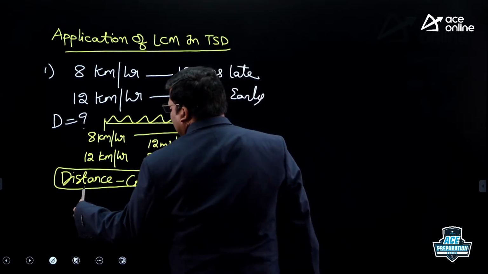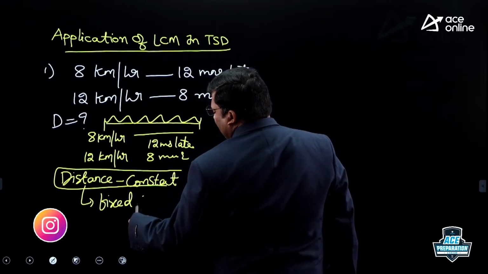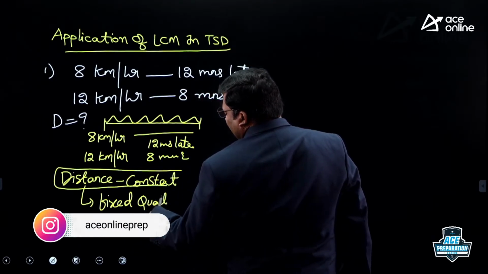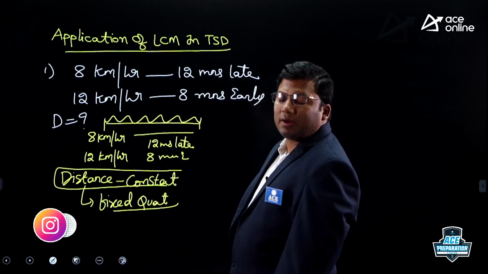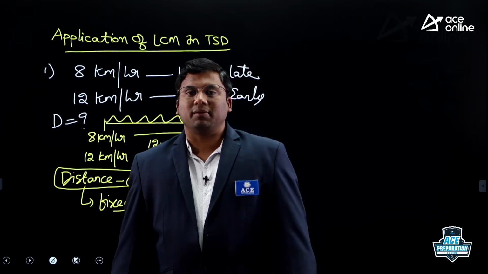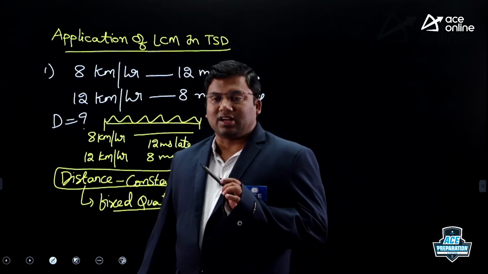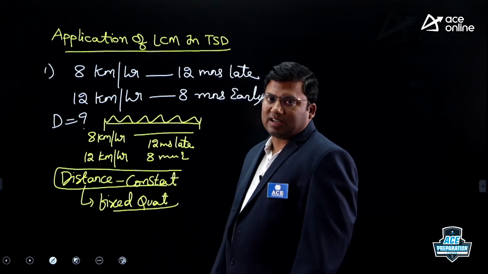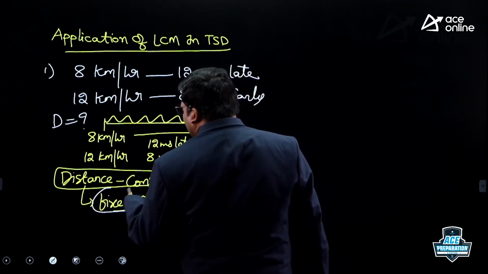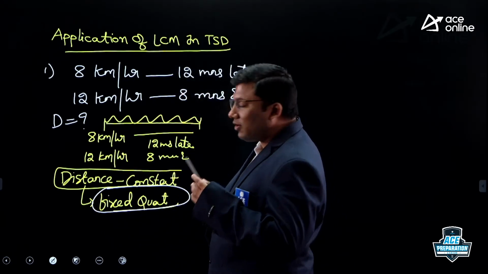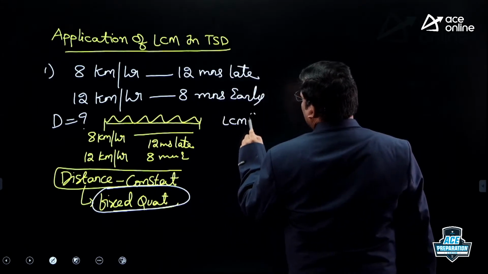Distance is constant. What do you mean by constant? Constant is a fixed quantity. Your roll number is constant. Your hall ticket number is constant. Your bike number is constant. Your mobile number is constant. Distance is constant. Constant is a fixed quantity. Fix any quantity that comes into your mind. I will take the LCM of the given values.